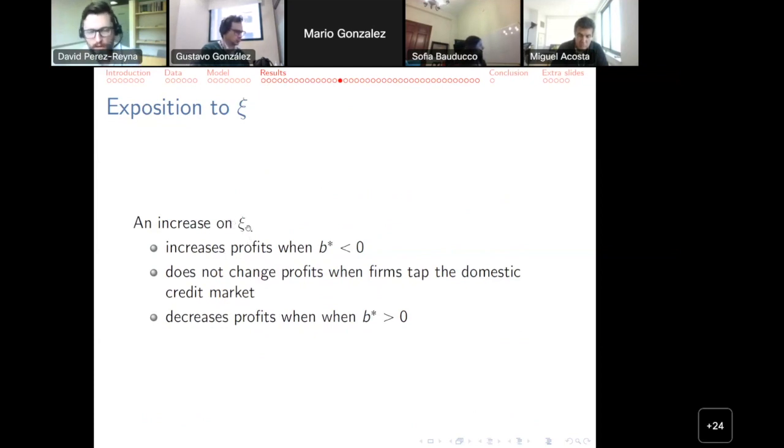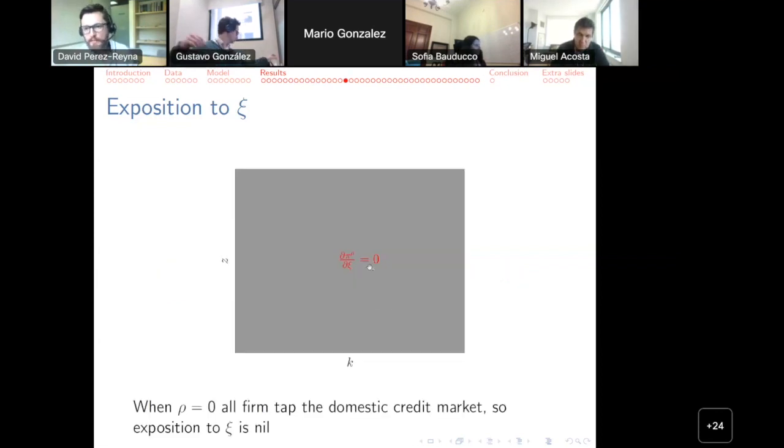With a higher exchange rate, if a firm is saving abroad, then profits increase. With a higher exchange rate, if a firm is borrowing from abroad, then profits decrease. If the firm is tapping the domestic credit market, then profits don't change with the exchange rate. And graphically, what we're going to find is, in our benchmark case, all firms are tapping the domestic credit market. So in our benchmark case, there's no exposure to the exchange rate.